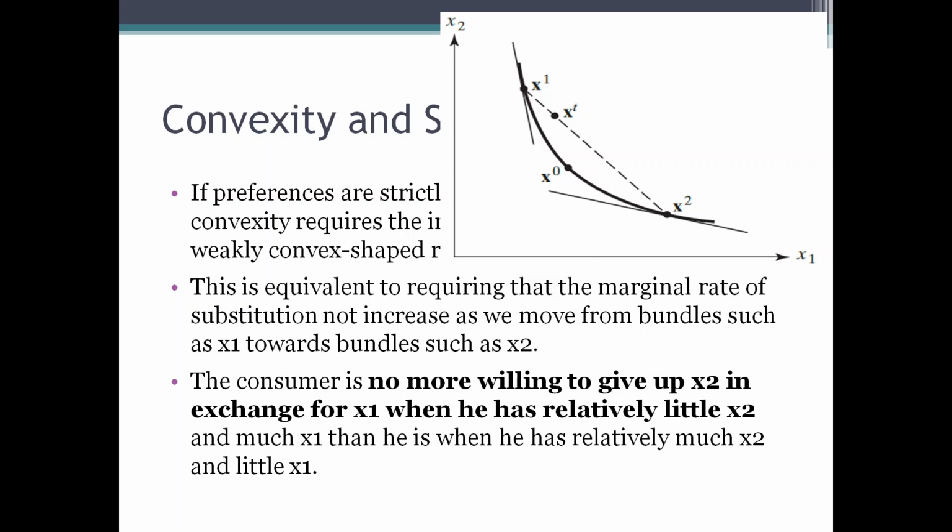So would you like more to sacrifice more of x2 to get 1 unit of x1? Or would you be reluctant to do so? You would be reluctant because you already have a lot of x1 and relatively little bit of x2. So we will not be eager to have more units of commodity x1. So this is why the marginal rate of substitution will not be increasing when we move down the indifference curve.